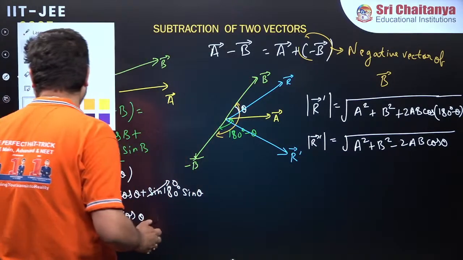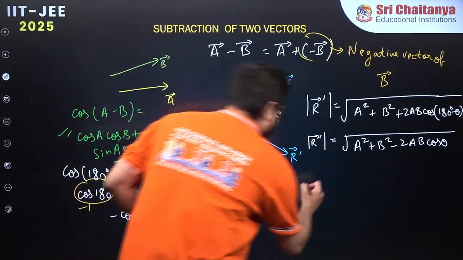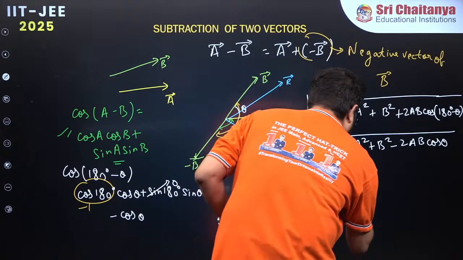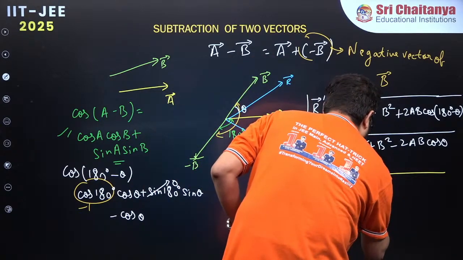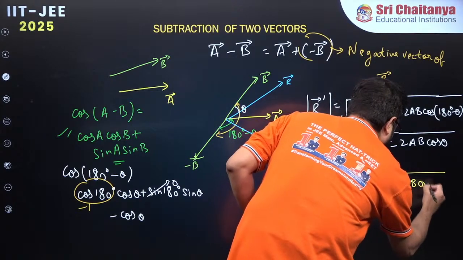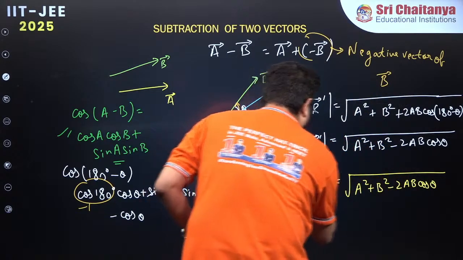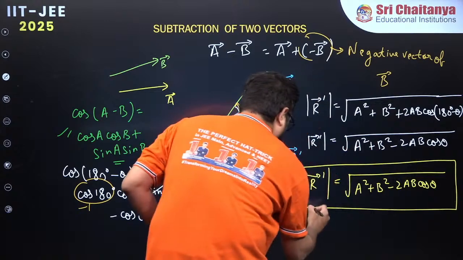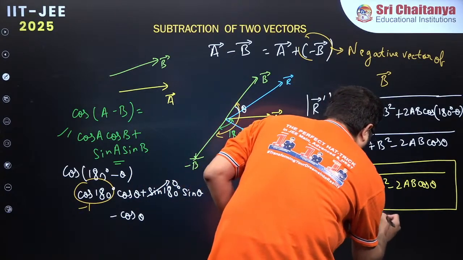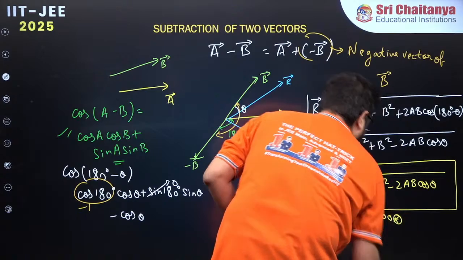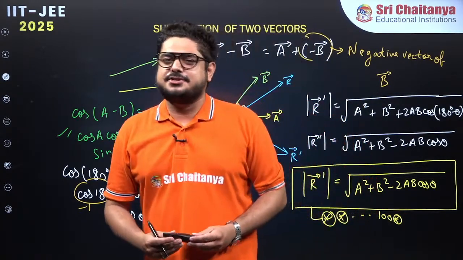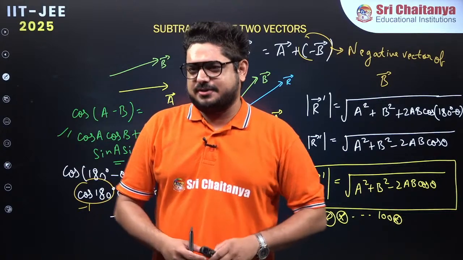So I can write it down over here as r modulus is going to be equivalent to, you can write down this formula, a square plus b square minus 2ab cosine theta. Okay, so this is going to be the value of r dash. So once again you can consider this to be a 100 star worth equation.